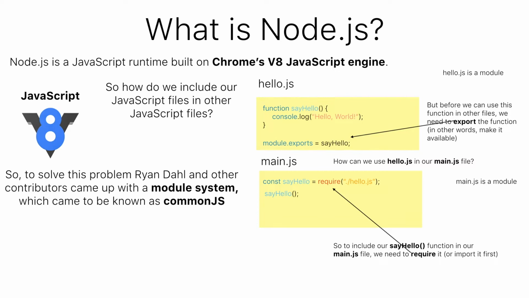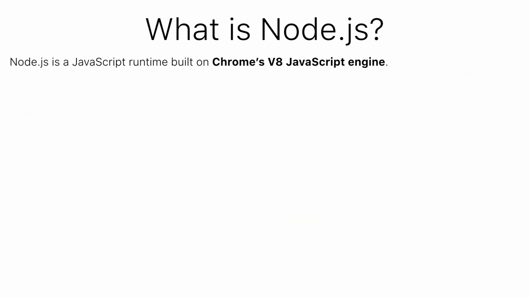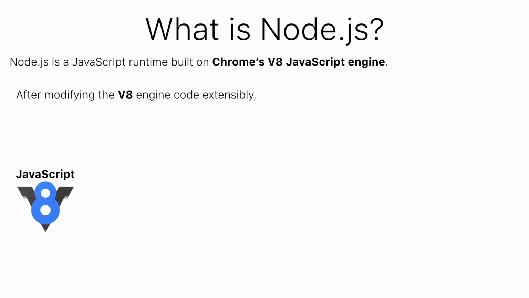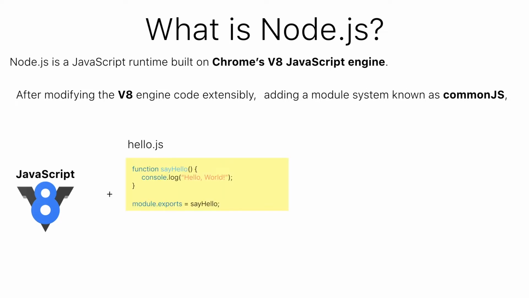Okay, so I think we are now ready to answer the question, what is Node.js? So after modifying the V8 engine code extensively, so here's the logo for the V8 engine, and after adding a module system known as CommonJS, so here are the two files that I created in the previous slide. And so these two files are using the require keyword and the module.exports keyword. Or in other words, these two files collectively are using the module system, which is known as CommonJS.